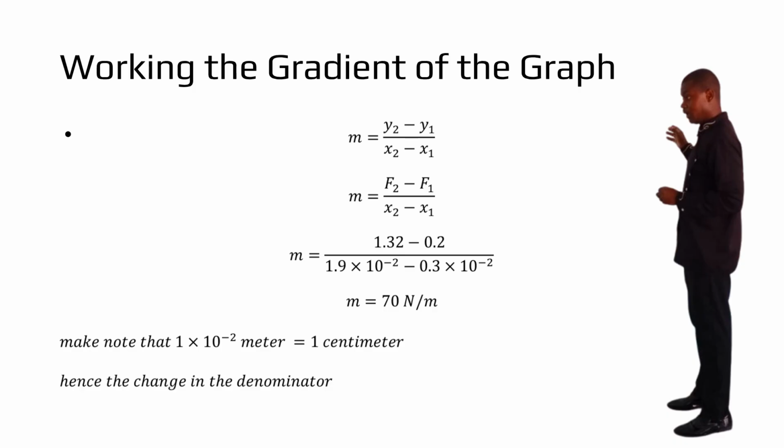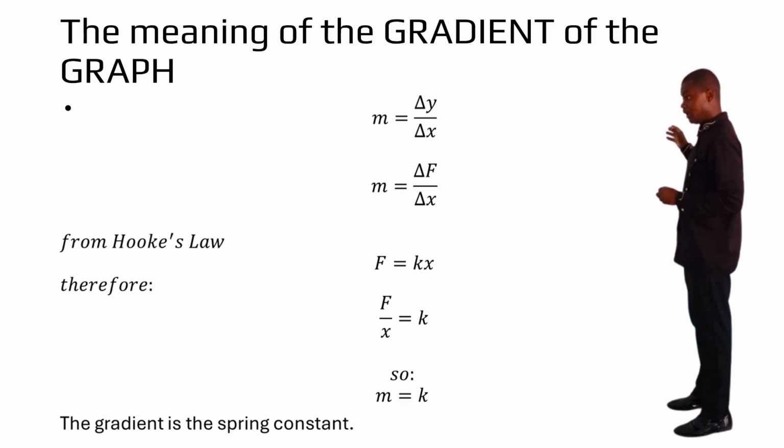The gradient, m, is calculated as the change in force over the change in extension. This example calculation results in a spring constant of 70 newtons per meter. The gradient of the force versus extension graph represents the spring constant, k. This is derived directly from rearranging Hooke's law.